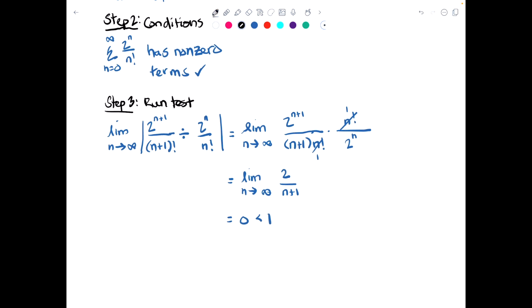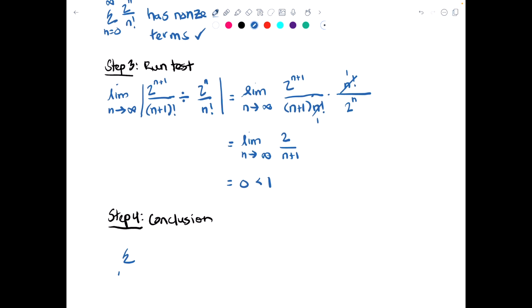And so our conclusion is that the summation as n goes from 0 to infinity of 2 to the n over n factorial converges absolutely by the ratio test.